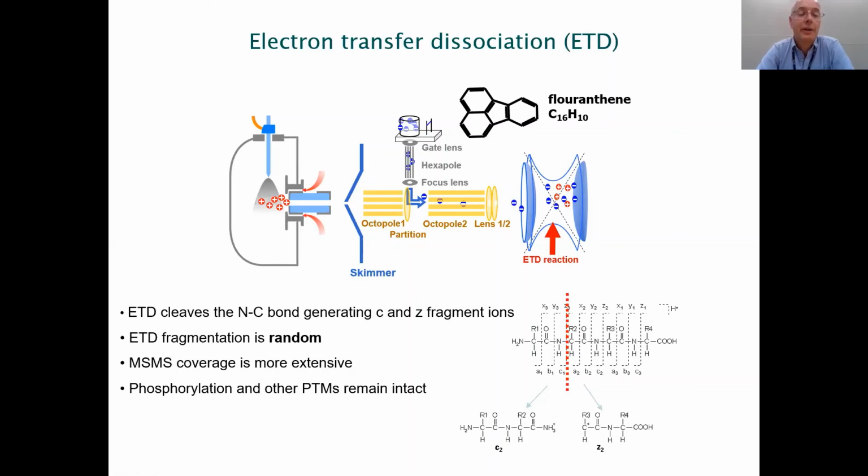ETD is in a way better than CID because the fragmentation is random. If you think about it, random fragmentation is what you're looking for. You don't want non-random fragmentation. And the MSMS coverage is more extensive. And another advantage of ETD is post-translational modifications, particularly phosphorylation, but also other post-translational modifications, are not lost. So they'll still be on the fragment ion.